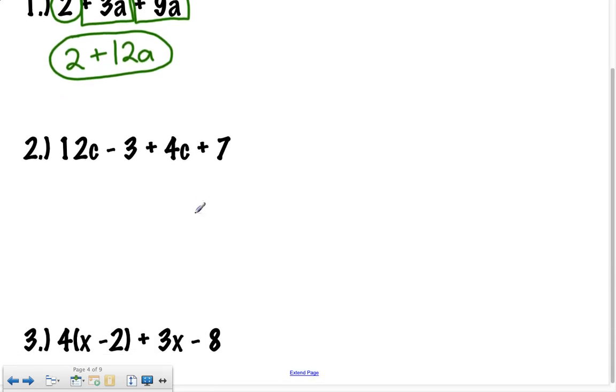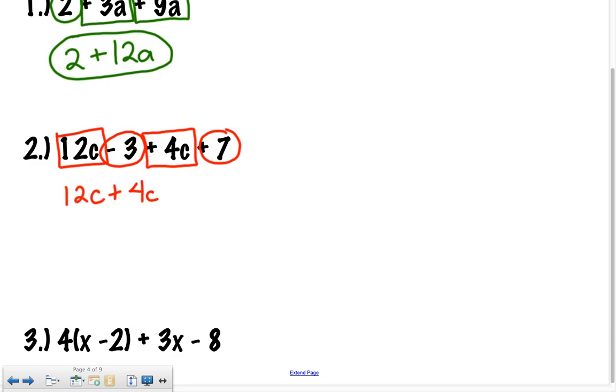So moving on to the next one, we are going to box and circle again. So we're boxing anything with a variable, circling anything with a number, making sure we include the positive or negative. Now in this situation, it's every other one. So what I like to do is I like to pretend like this one doesn't exist when I'm doing the 2 boxes. So I'm going to rewrite that as 12C plus 4C.